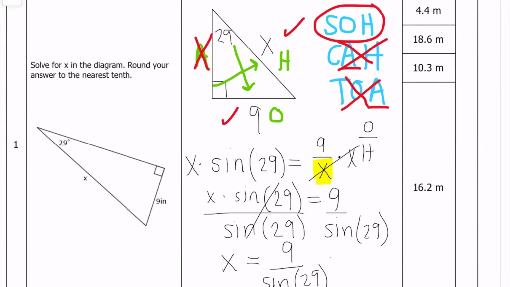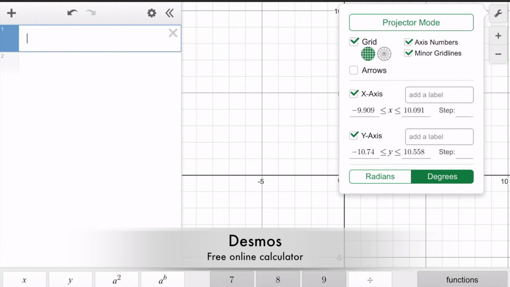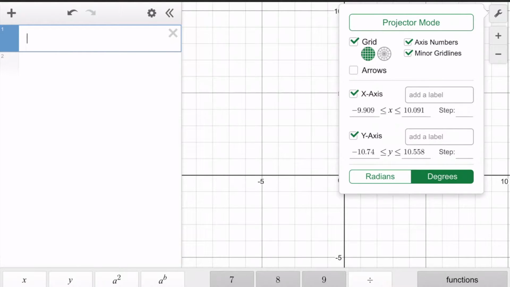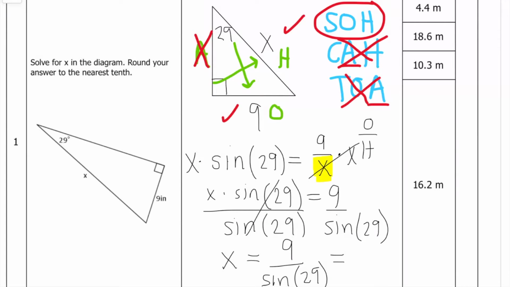Now we have isolated x, and to solve for this, we need to use a calculator. We need to make sure the calculator is in degree mode because we are using sine of an angle. Now just type in 9 divided by sine of 29, and our answer is 18.6. Now coming back to the original problem, you can look at the answer choices and see that 18.6 is the second answer listed.